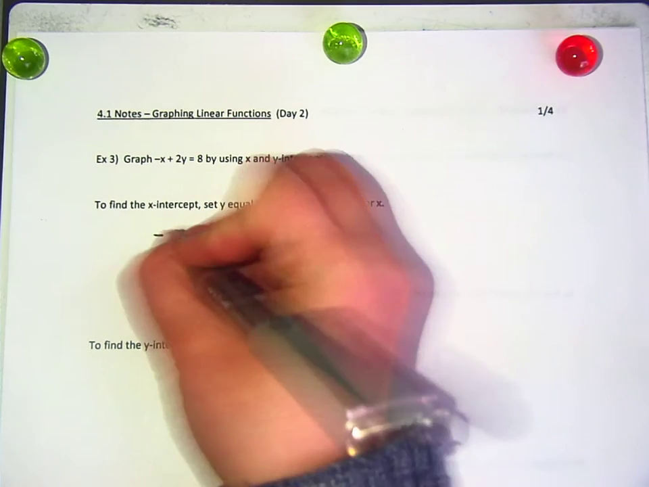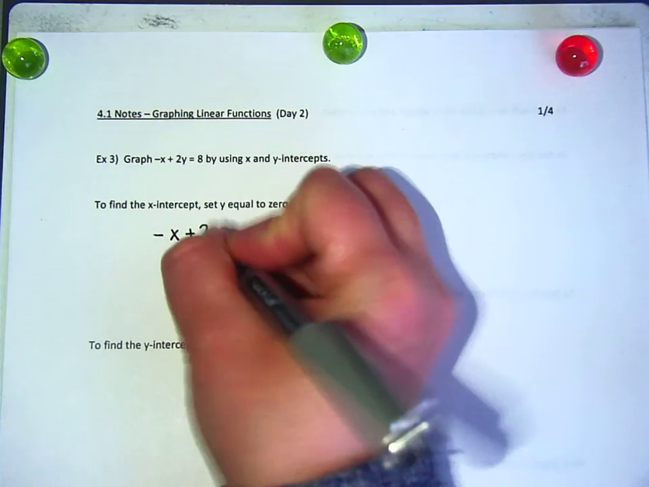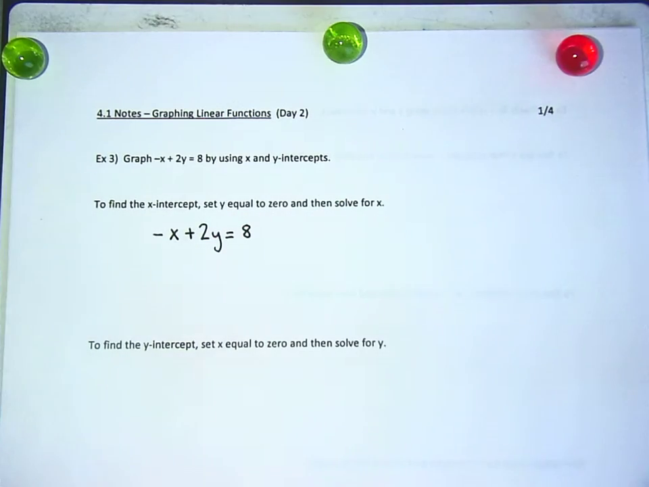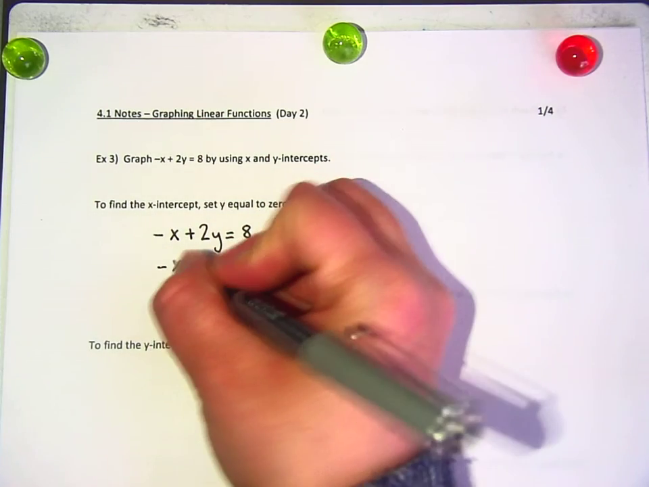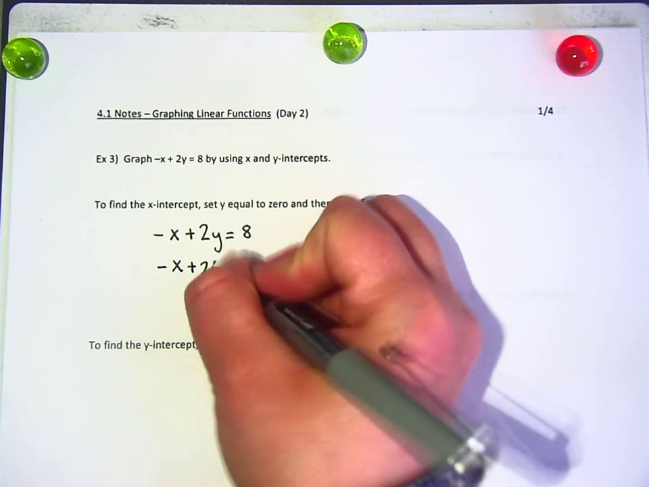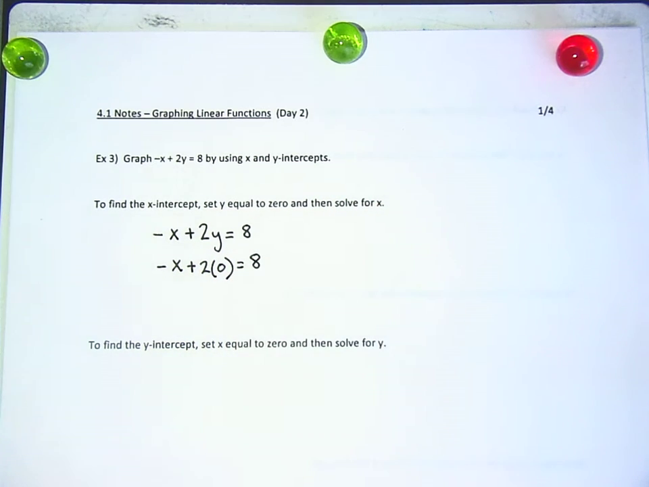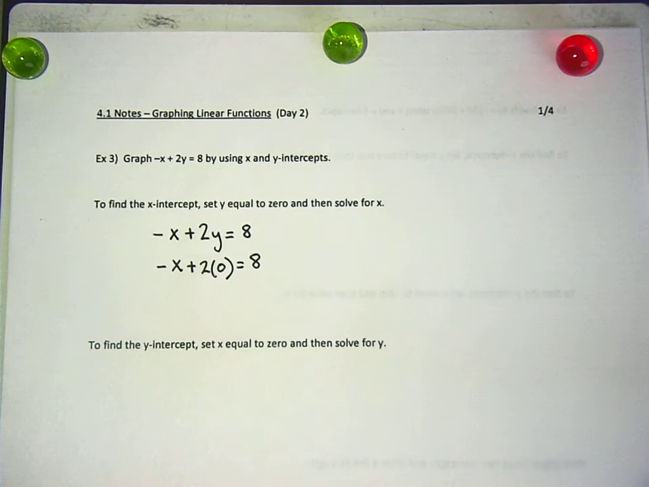So the first thing I'm going to do is write down the equation that's above it, and so are you. And I'm going to put 0 in for y. And then I'm going to solve for x. Actually, I take that back. Somebody else is going to solve for x for me.